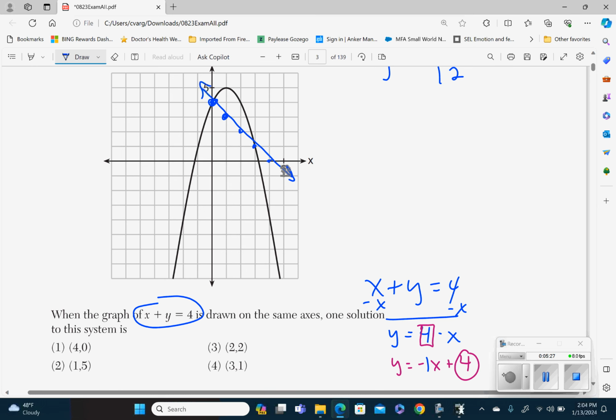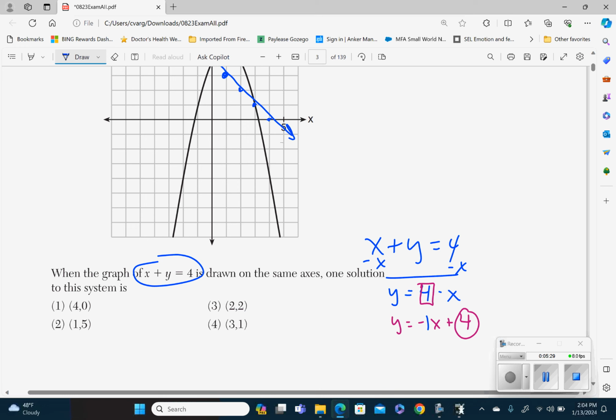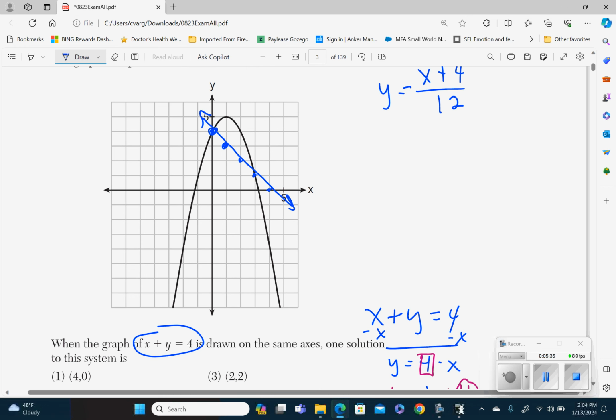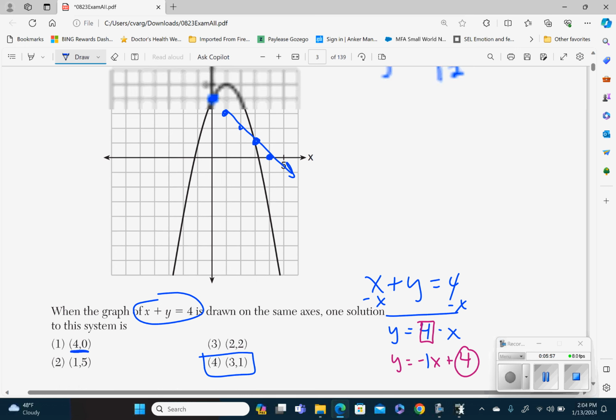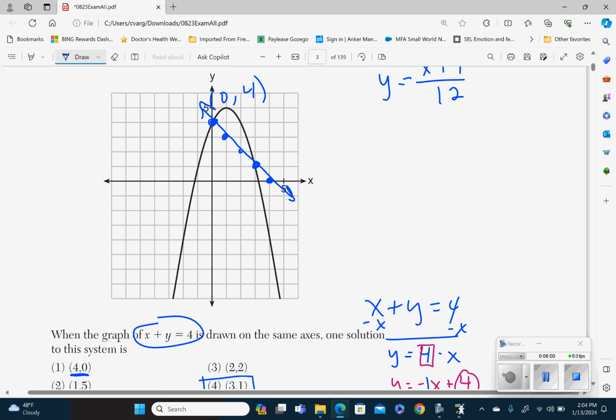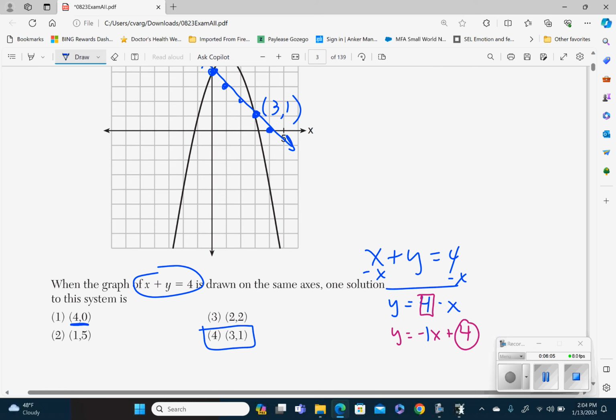Okay. And so now it says one solution to the system is, and so you can see very obviously that 0, 4, which is this point right here, is one of the solutions. Automatically, a lot of people would say 4, 0. That's incorrect, right? 4, 0 is 1, 2, 3, 4. 4, 0 is that point right there. That is not a solution. The other solution is right here, which is 3, 1. So this is answer choice 4. And again, you're just looking to see where they meet, right? Where do the two graphs meet? So 0, 4 is one, and 3, comma 1 is the other solution. It's just asking you for one solution.